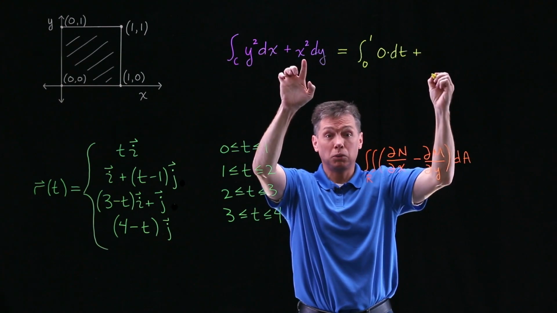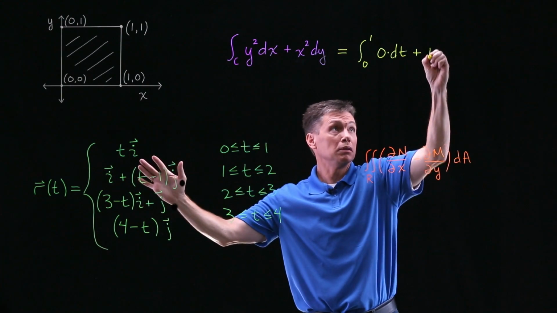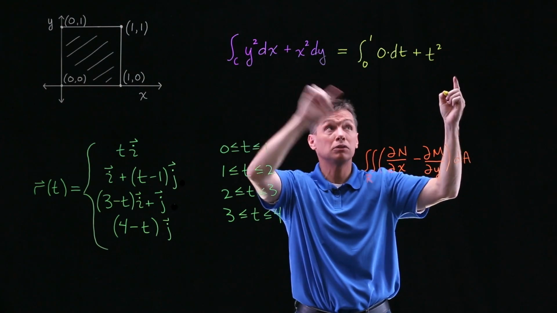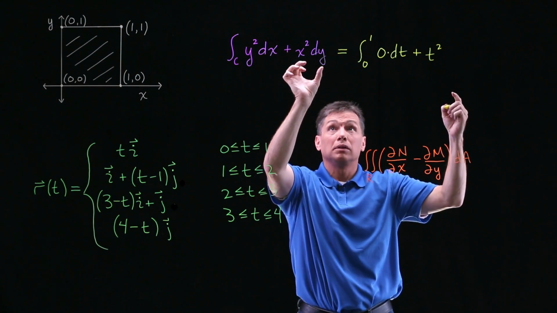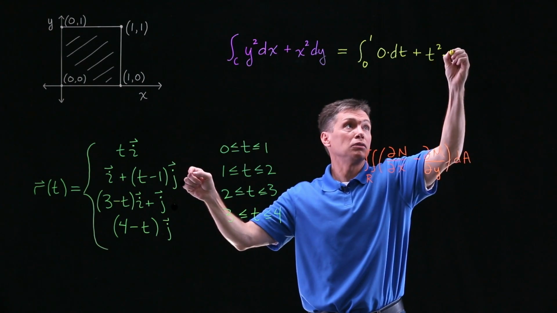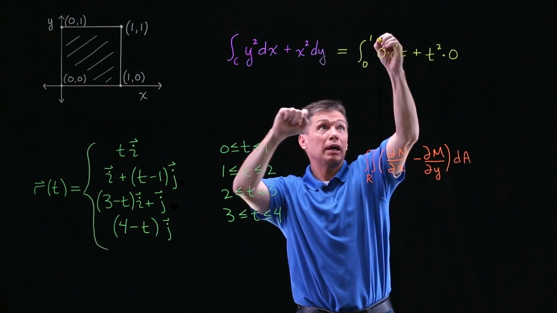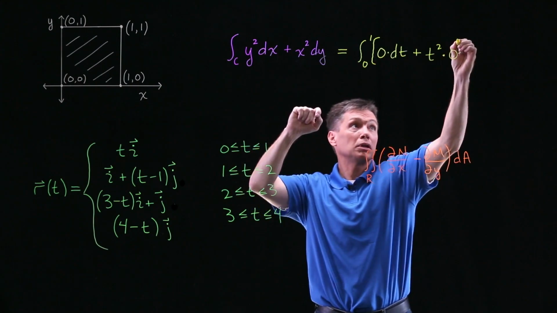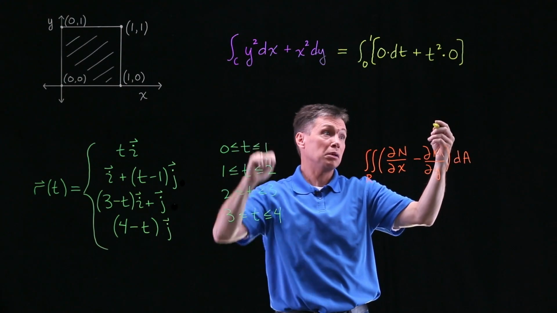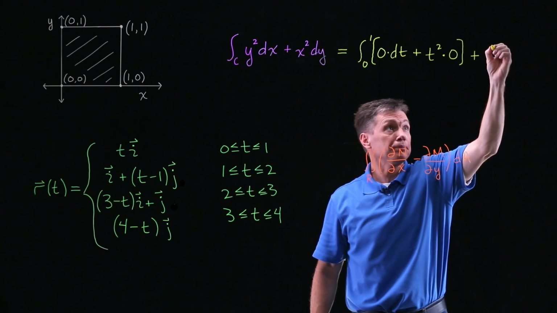Plus x squared. That comes from this i component. The x was squared, so I'll square that component, x squared, so t squared. But dy is the derivative of the j component, which is 0. Okay? So that whole integral's gonna blank out to 0. I want to keep going with my overall integral, which is going to be the sum of the 4 integrals. Let me fit another one in up here.